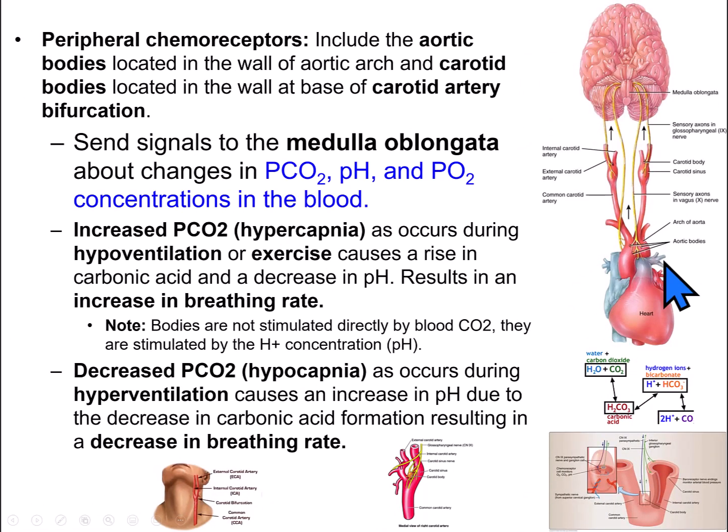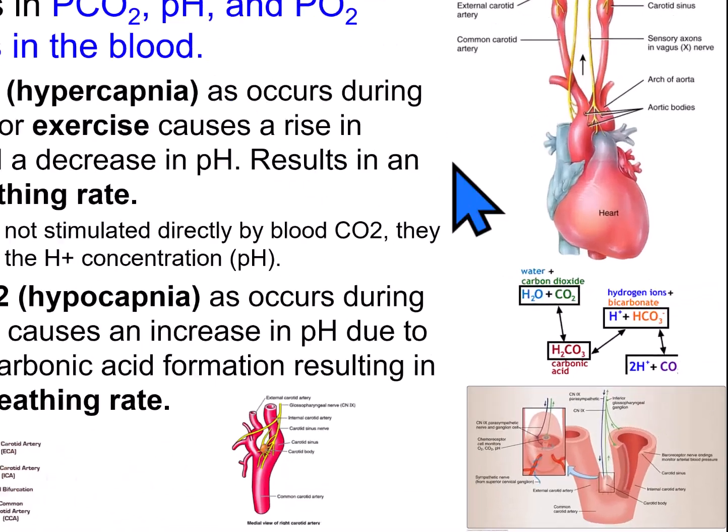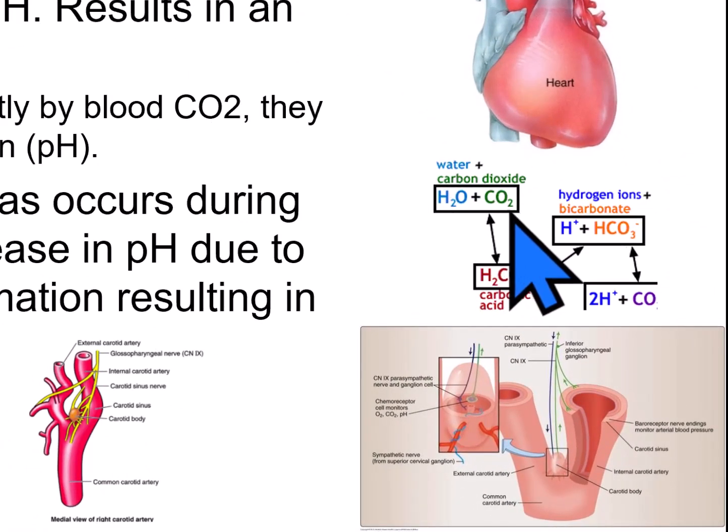Increased PCO2, which is also called hypercapnia, is going to occur during hypoventilation or exercise, increased activity, which is going to cause a rise in carbonic acid and a decrease in pH. This is going to result in an increase in breathing rate. Now remember when we were talking about water reacting with carbon dioxide, that's going to give you carbonic acid. So the more CO2 you have, the more carbonic acid you're going to have. And we have an enzyme, remember, carbonic anhydrase, that's going to contribute to the conversion of CO2 and water to carbonic acid. We covered that in the blood, and we're going to see that same thing happening here.